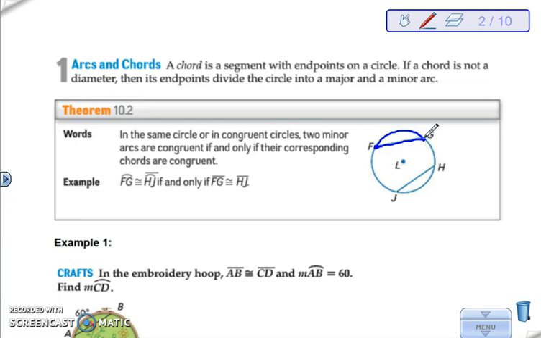So the first theorem that we want to look at today is the fact that if I am given congruent arcs, that means the chords that connect the endpoints of the arc are also congruent. So if I look at the picture to the right, if arc FG is congruent to arc JH, then the segment from F to G is also congruent to the segment from J to H.